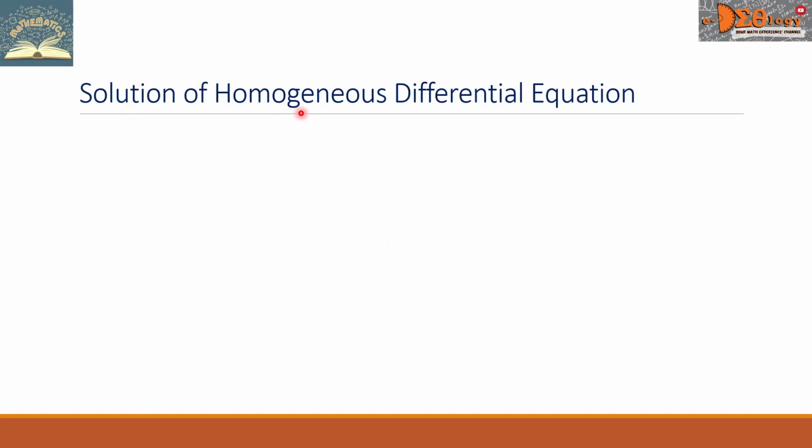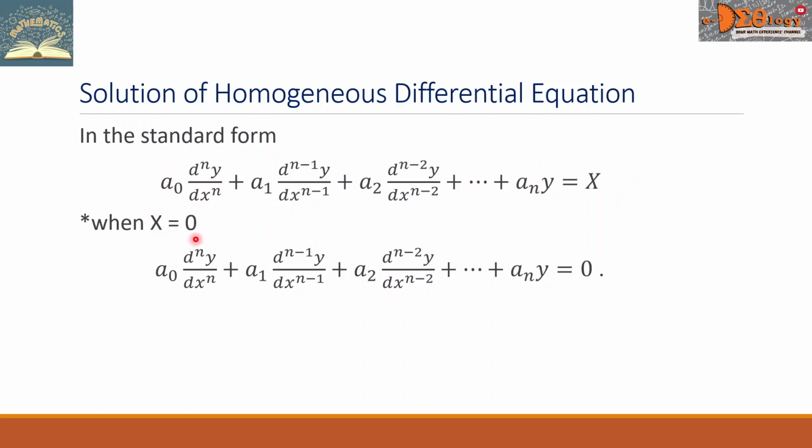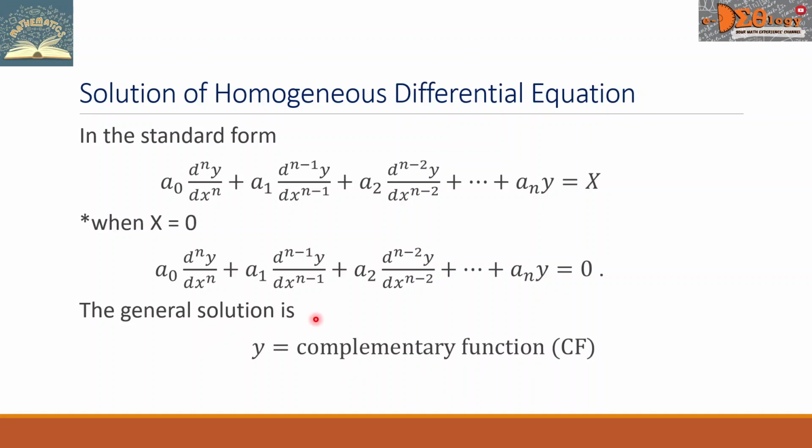Now, the solution of homogeneous differential equation. In the standard form that is written here, when capital X equals 0, meaning the right side becomes 0, we can write again this equation like this. And the general solution now is y equals complementary function. And we write capital C, capital F to make it short. Let us determine complementary function.